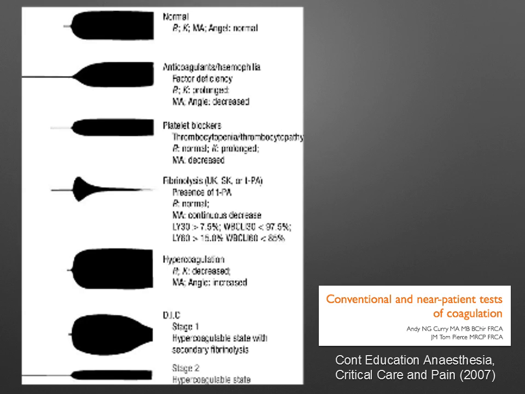If you look at something like fibrinolysis, the tail drops off faster than normal, or if you're hypercoagulable, you're going to have a shorter R time and increased maximal amplitude. It hasn't come up a lot in the exams, but I thought it might be worth mentioning.